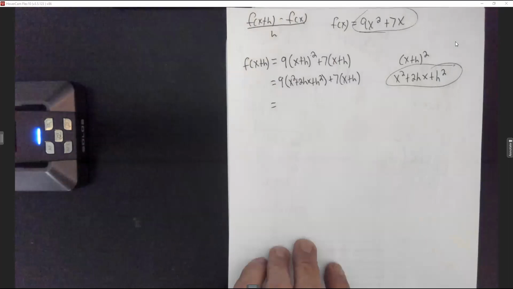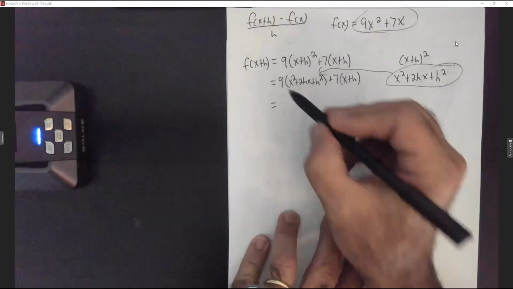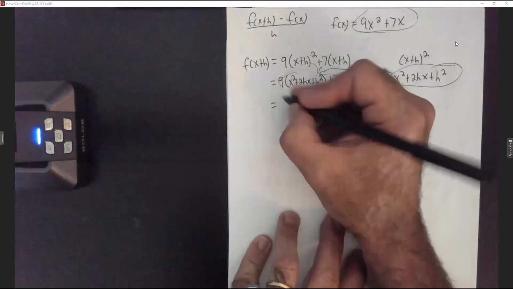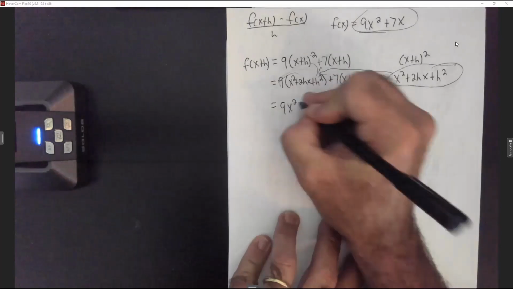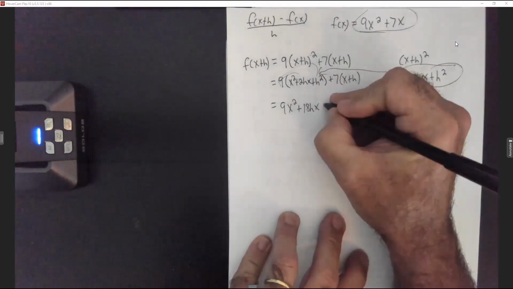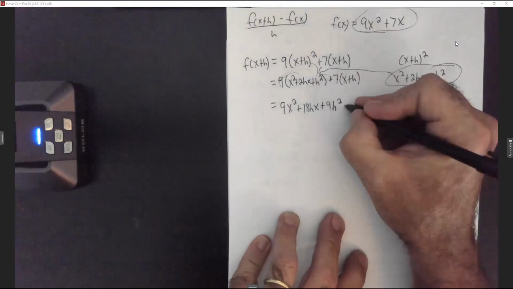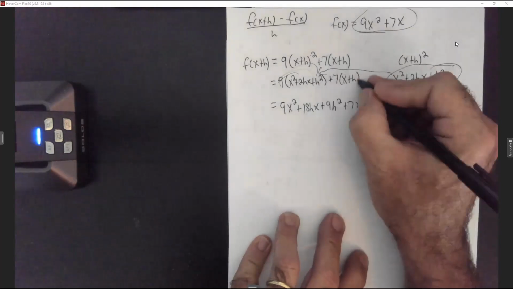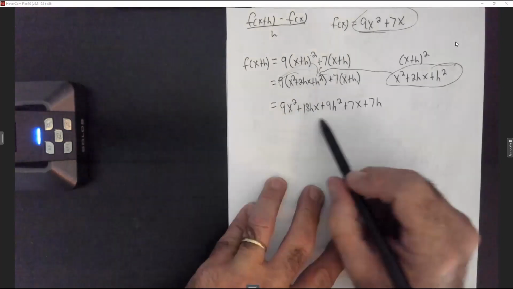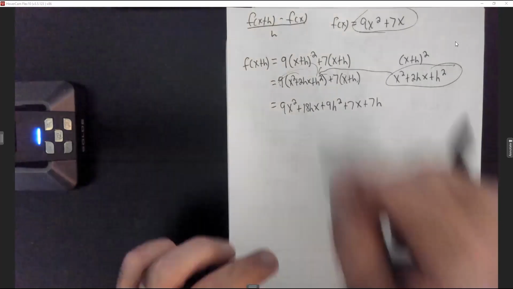All righty, so now that we FOILed that and put it in here, we're going to distribute the 9 and then distribute that 7. So I get 9x squared, what's that? 18hx, 9h squared. That's going to give me 7x, and then plus my 7h. There are no like terms. So all of that is now the f of x plus h.